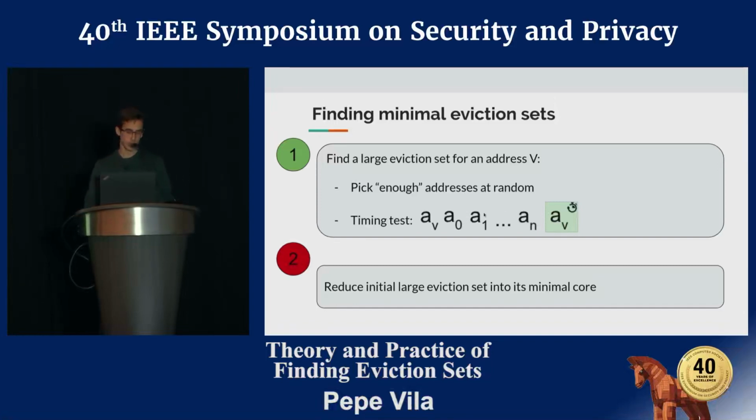Just a small remark, in order for the caches to behave like this, we need to make some assumptions on the replacement policy. But as we'll see later, this assumption is not a limiting factor in practice. So for this talk, I will focus on the second part of the problem. Once we find this large eviction set, how can we reduce it into its minimal core?